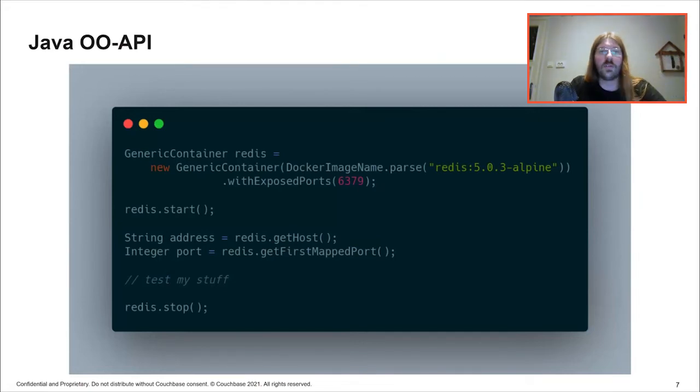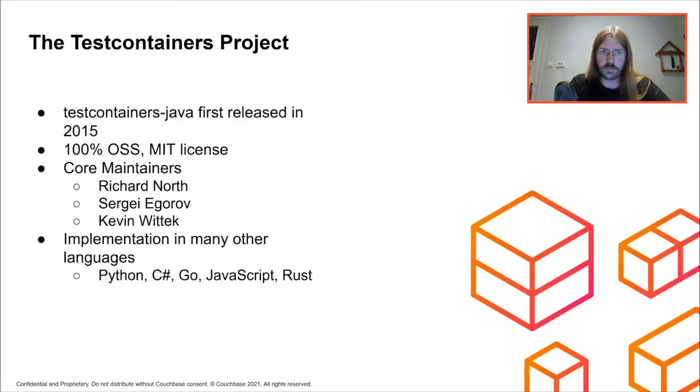Okay, some background information about the Testcontainers project. It has, as Testcontainers Java, been first released in 2015, and it is 100% open source software under the MIT license. We have currently 3 core maintainers: Richard North, who is the original developer, Sergey Egorov, who joined as the second core maintainer, and then me, Kevin Wittek, that joined as the third maintainer.